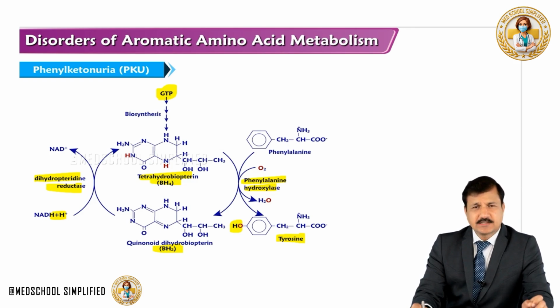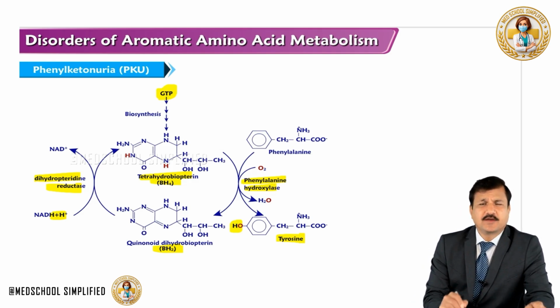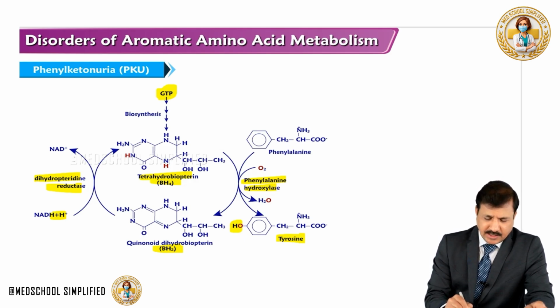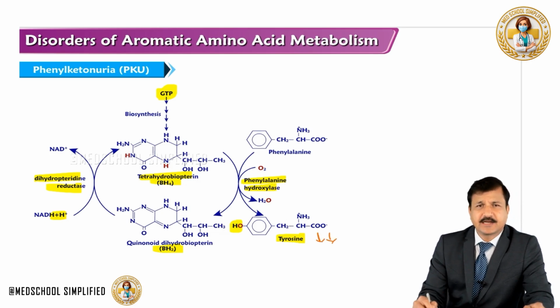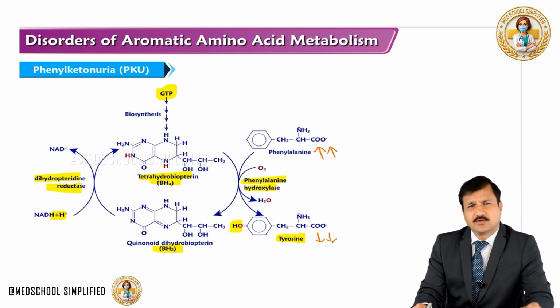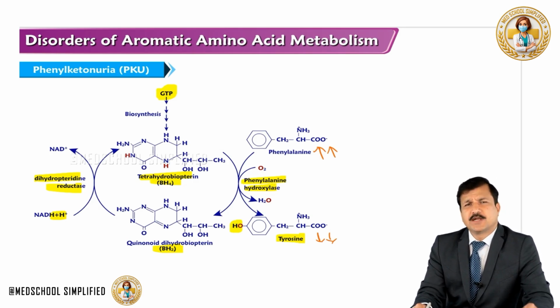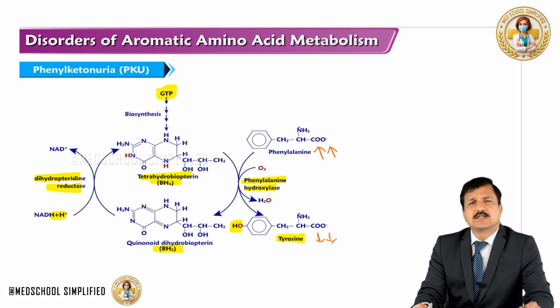So what will happen if there is an absence or deficiency of phenylalanine hydroxylase? There will be a decrease in the conversion of phenylalanine into tyrosine. That means tyrosine levels will be decreased and phenylalanine levels will be increased. That's what happens in classical phenylketonuria or type 1 phenylketonuria because of absence of phenylalanine hydroxylase, or in type 2 phenylketonuria because of deficiency of phenylalanine hydroxylase. There will be a rise in the phenylalanine levels in the blood and a decrease in tyrosine in the cell.